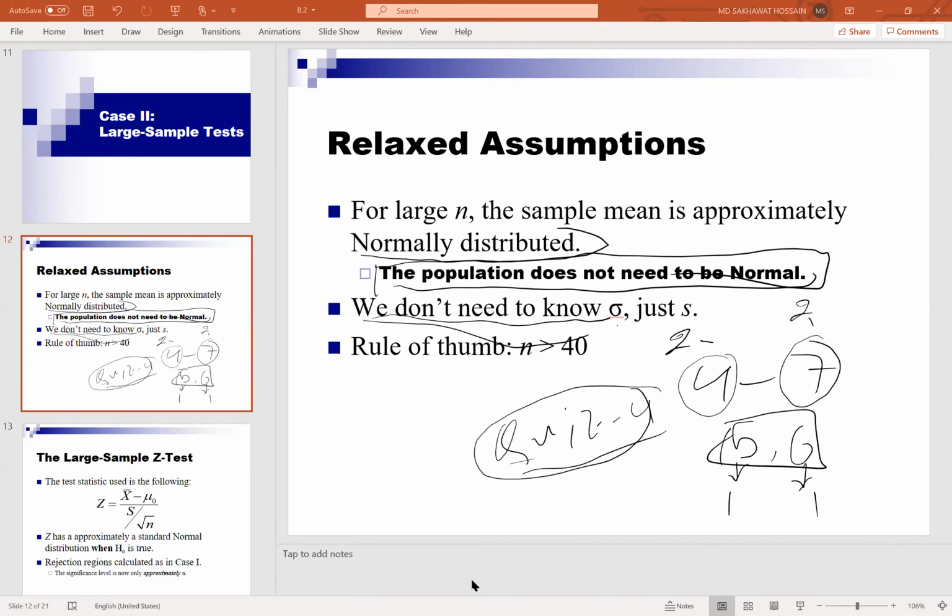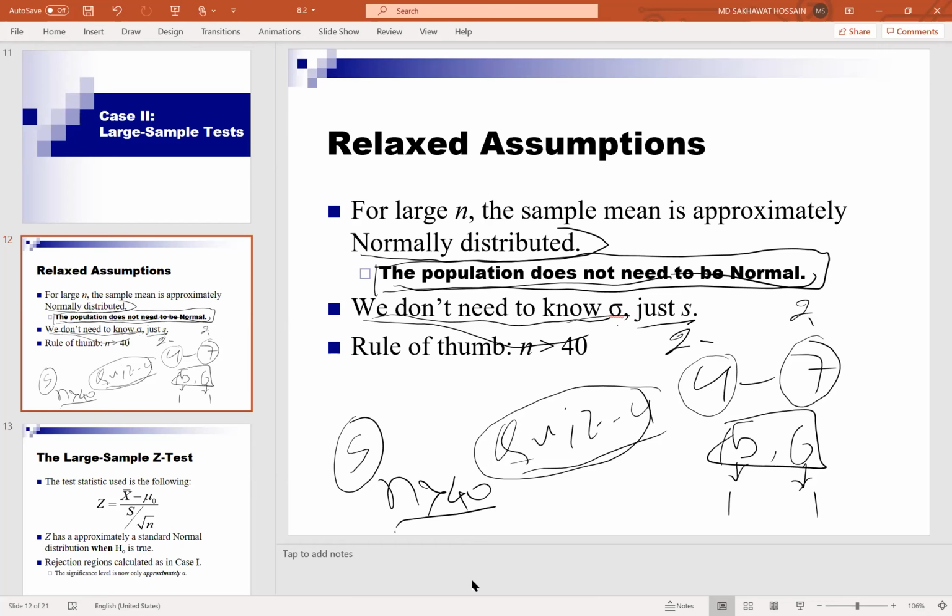Okay, so when n is large, you do not know the population distribution, and you also do not need to know the sigma value. You just need to know the sample standard deviation s. So you need only this information, and that n is large. When will you consider n as large? The rule of thumb is n greater than 40, but this is not always true actually. In real cases, this is not always true.